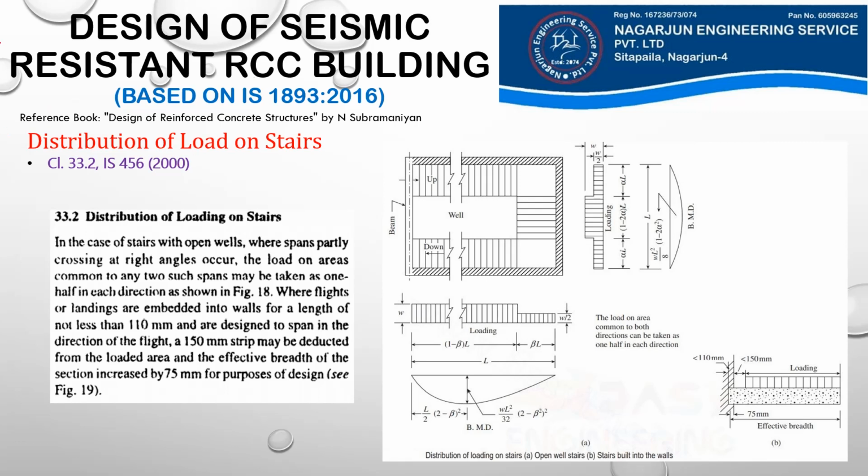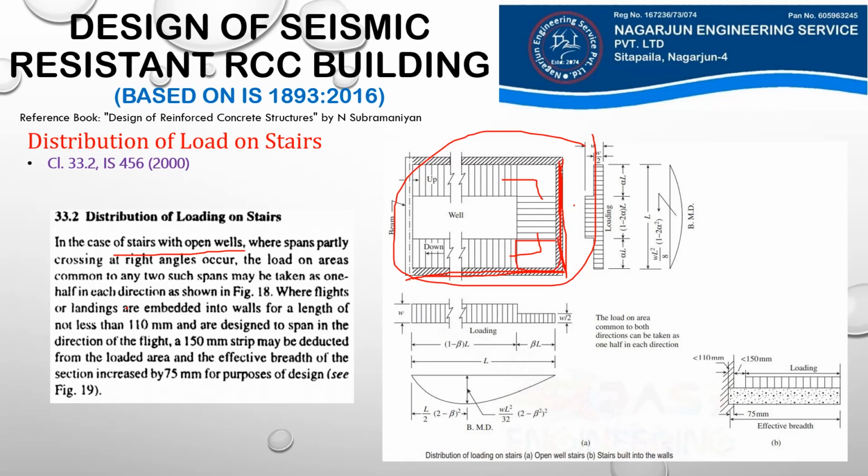What it says is that in the case of stairs with open wells, for example, in this figure, we have open well stair with quarter turn and two intermediate landings. So in case of stairs with open wells where spans partly crossing at right angles occur, the load on areas common to any two such spans may be taken as 1/2 in each direction. For example, you see that our one span is in this direction and another span is in this direction. So you see that this slab is common for both spans.